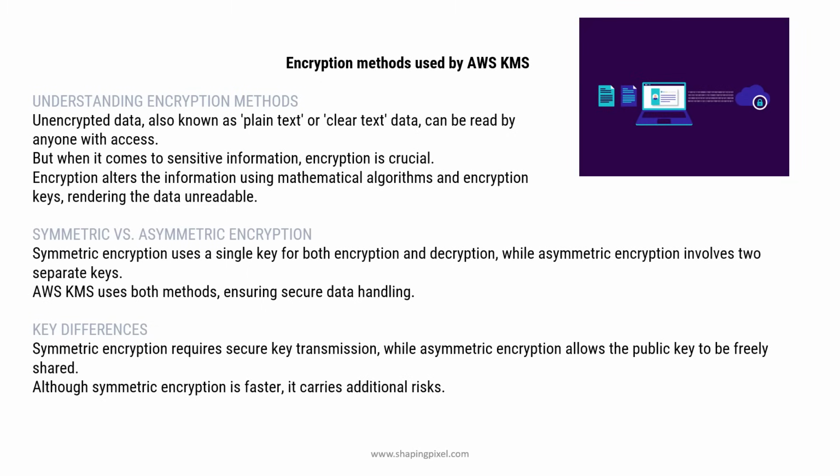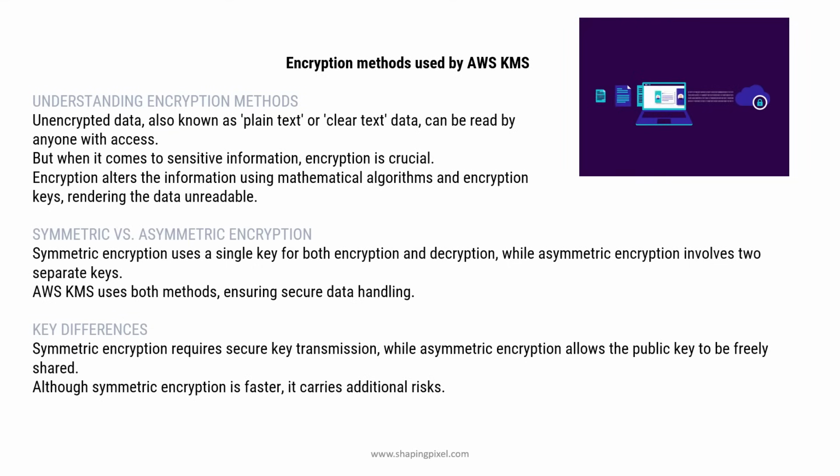Are you new to the encryption methods used by AWS KMS? Let's dive into the basics before exploring the AWS Key Management Service itself. Unencrypted data, also known as plain text or clear text data, can be read by anyone with access. But when it comes to sensitive information, encryption is crucial. Encryption alters the information using mathematical algorithms and encryption keys, rendering the data unreadable.